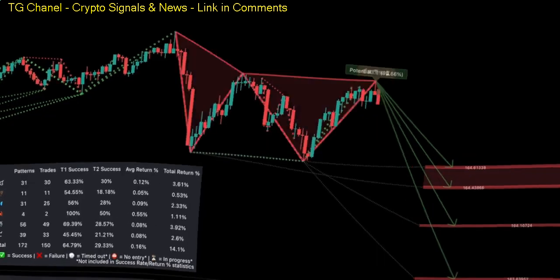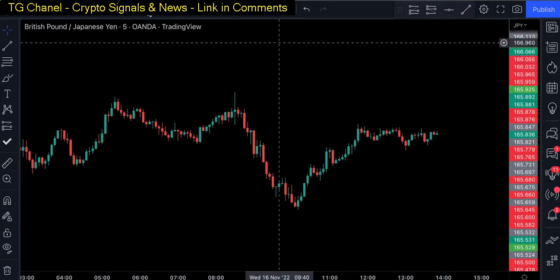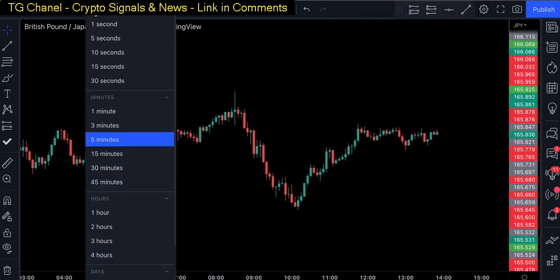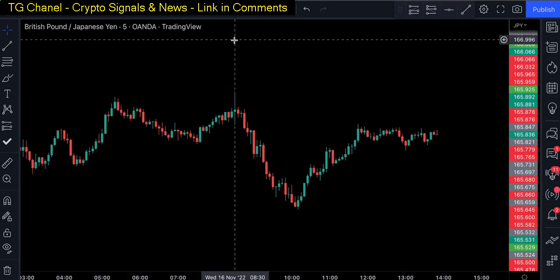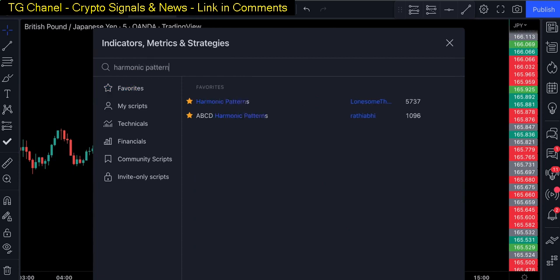Okay, we're currently looking at the price of GBP JPY on a 5-minute time frame. By the way, this indicator works on other time frames as well. So in order to apply it, we need to click on the Indicators tab and type in Harmonic Pattern Detection, Prediction and Backtesting Tool. It's going to be this one by Rees.